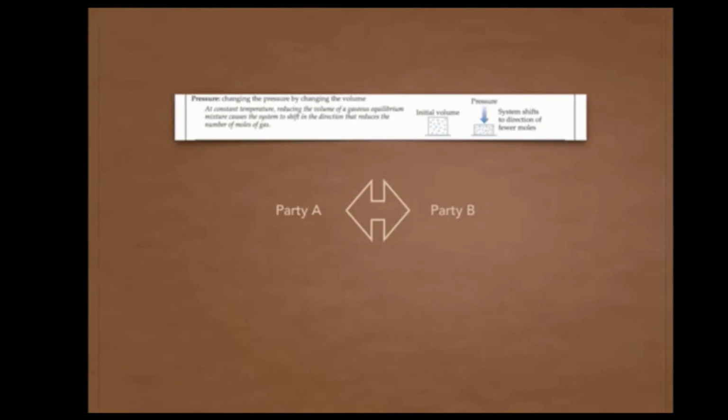If I increase the overall pressure by decreasing the size of all the parties, meaning decreasing the area that they have to congregate, then party A individuals are going to move over to party B because there are fewer people in that party, and therefore that will relieve some of the stress of that increased pressure.